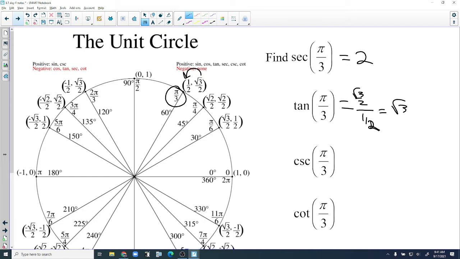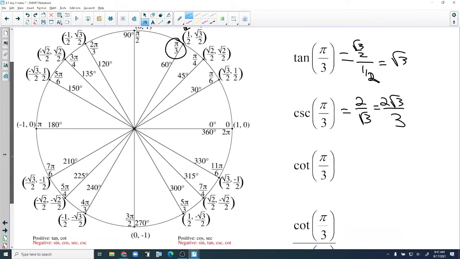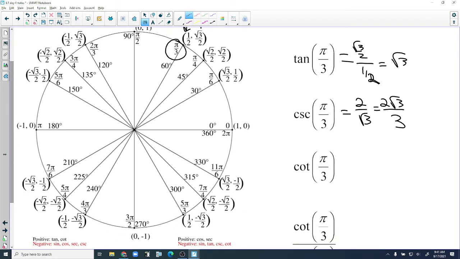Cosecant of pi over 3 is the reciprocal of sine. That's 2 over square root of 3, 2 square root of 3 over 3. We usually rationalize unit circle values. Cotangent is cosine over sine. So that's 1/2 over square root of 3 over 2. That's 1 over square root of 3, because the 2's will cancel. So square root of 3 over 3.